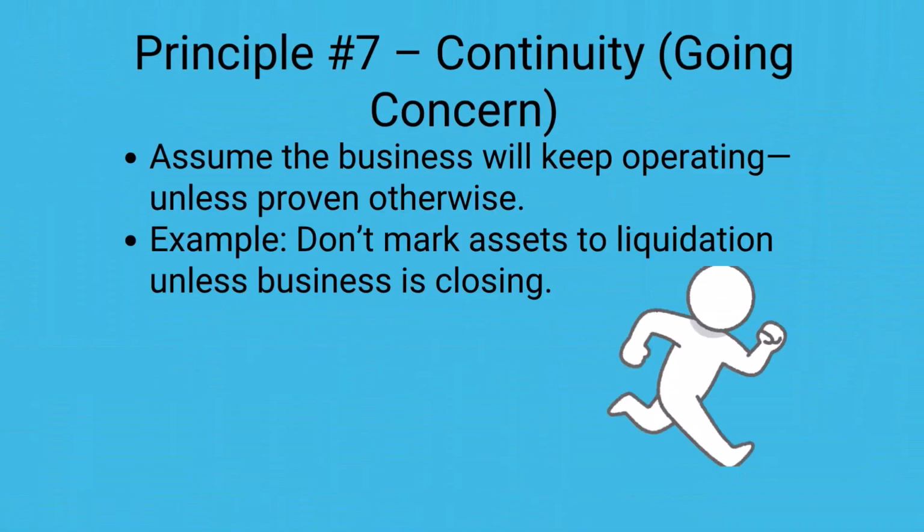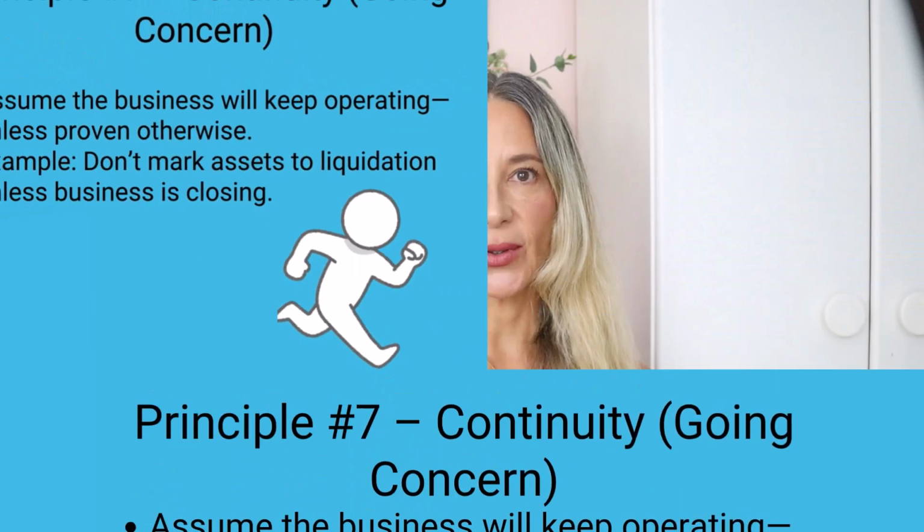The seventh GAAP principle is continuity, also known as the going concern principle. This one is about assumption. Specifically, the assumption that the business will continue to operate for the foreseeable future, unless there is solid, documented evidence that a company is shutting down. GAAP requires you to prepare financial statements as if the business will keep running. This principle is essential because it directly impacts how we value assets and liabilities. If a business is expected to keep operating, accountants can use historical costs when recording assets, rather than adjusting to liquidation values. Think of it this way.